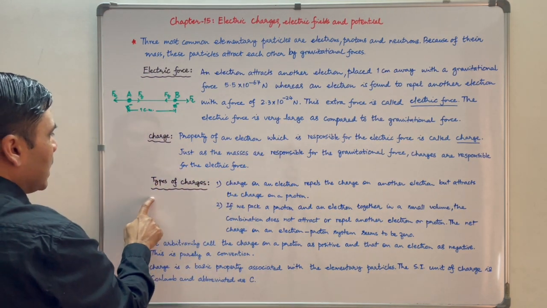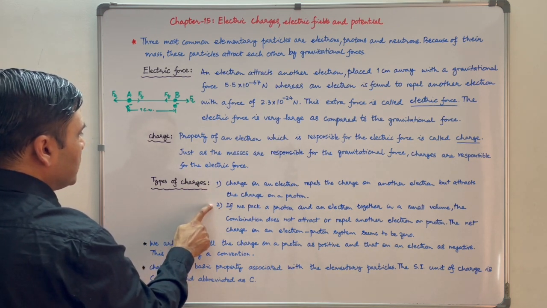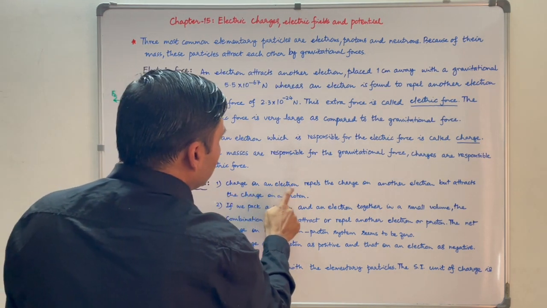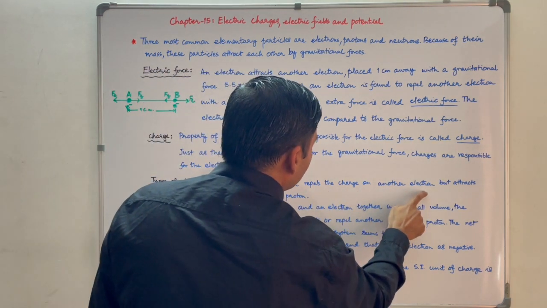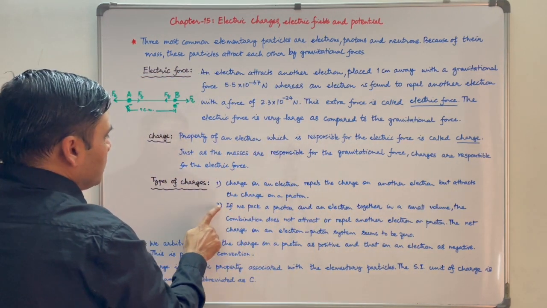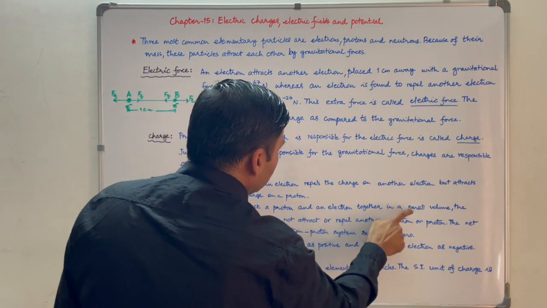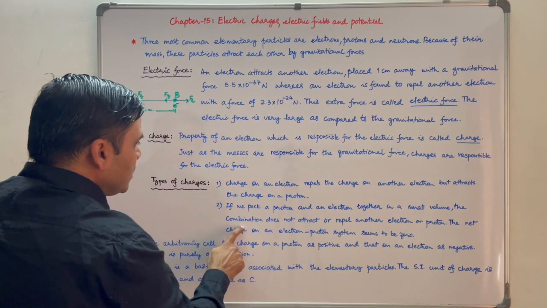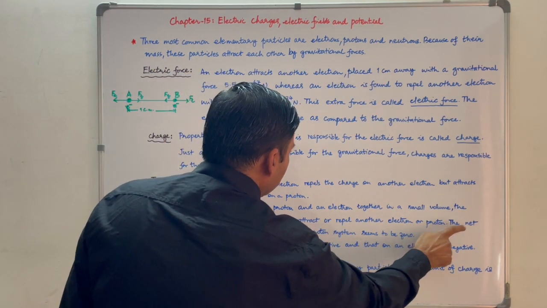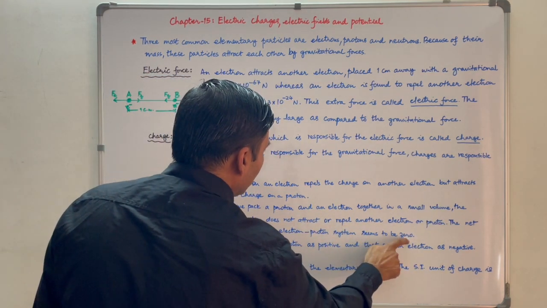Let us understand types of charges. First, let us see these two experimental observations. Observation number 1. Charge on an electron repels the charge on another electron, but attracts the charge on a proton. Observation number 2, if we pack a proton and an electron together in a small volume, the combination does not attract or repel another electron or proton. The net charge on an electron-proton system seems to be 0.